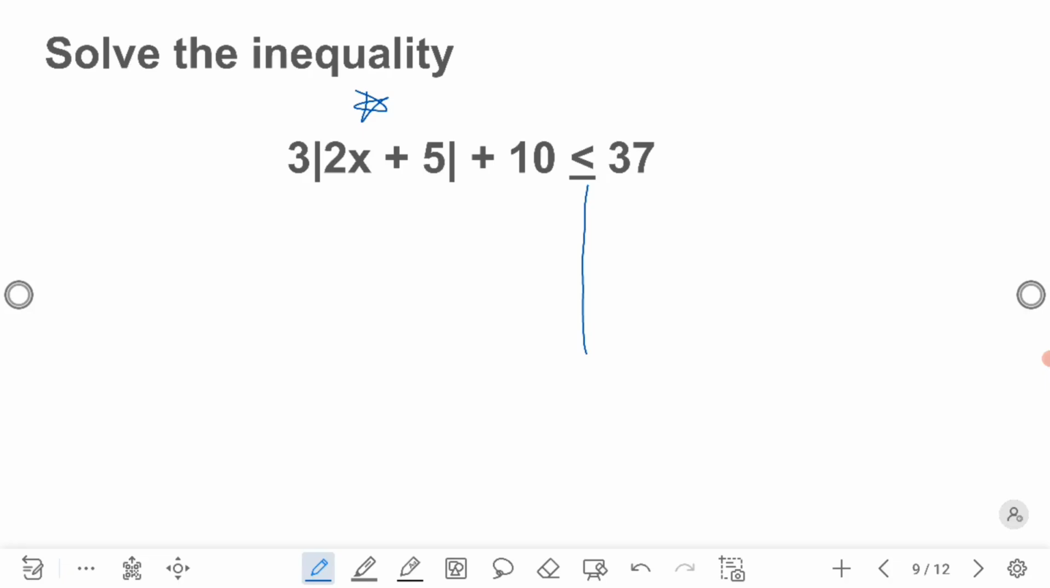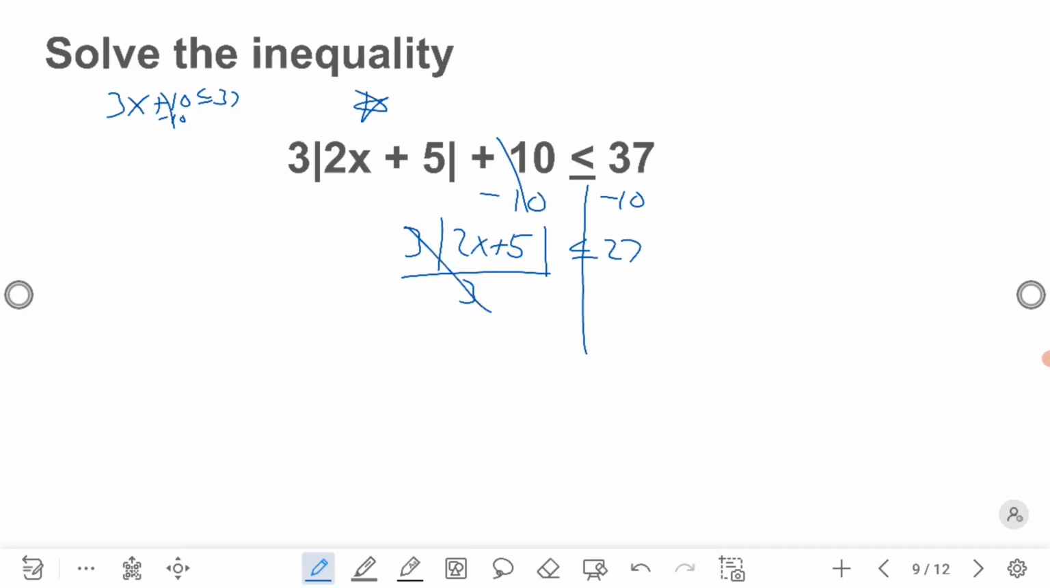All right, let's solve it. So remember, 3 times the absolute value plus 10. It's kind of like this problem, 3 times something plus 10. So I'd want to subtract 10, and that's the same thing I want to do over here. Subtract 10. So now I have 3 times the absolute value of 2x plus 5 is less than or equal to 27. I need to get the absolute value by itself, so we divide by 3. Now I have the absolute value of 2x plus 5 is less than or equal to 9.